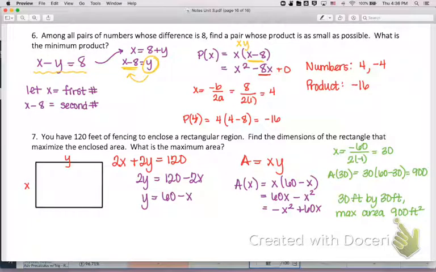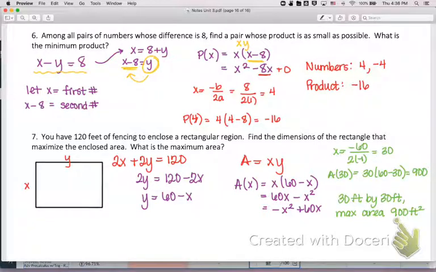All right, you should get 30 for x, and so that tells us that the length is 30 feet, and then the width, y, is 60 minus 30, so that's also 30 feet. And when we plug that into the function, we determine that the maximum area is 900 square feet.